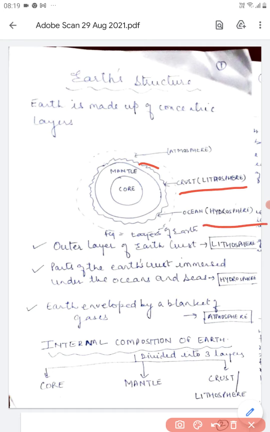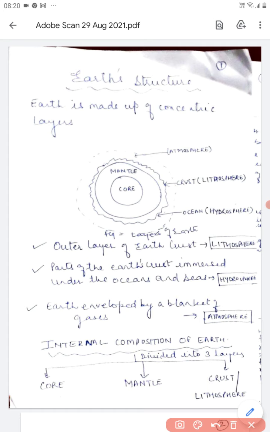And the entire earth is enveloped by a blanket of gases. So the earth is surrounded by a blanket of gases: oxygen, nitrogen, water vapors, carbon dioxide, right? So these gases are present, they are enveloping, forming a blanket around the earth, and this is called the atmosphere.